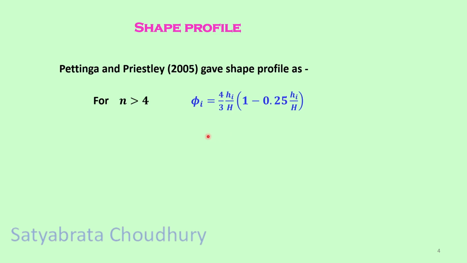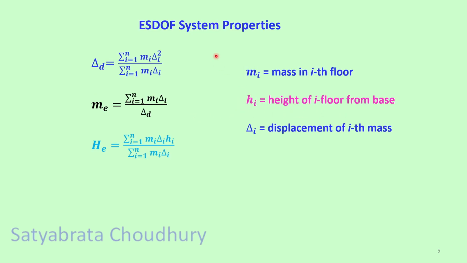So we start with the shape profile. For number of stories greater than 4, the shape profile suggested by Pettinga and Priestley is this one. And the equivalent single degree of freedom system properties are the design displacement delta D, equivalent mass ME, and equivalent height HE, given by this known formula.